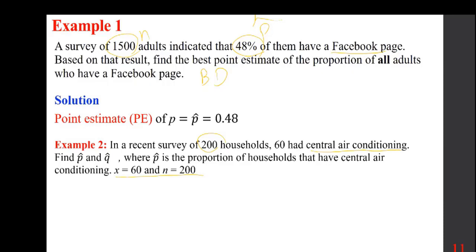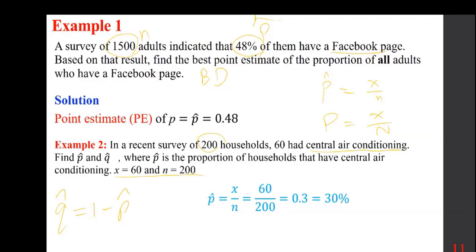I hope you remember that we discussed that as far as the formula is concerned, P hat is lowercase x over lowercase n. P is capital X over capital N. And so to come up with the answer here, to come up with P hat, we just use the formula lowercase x over lowercase n. Remember, 60 out of 200. And that's P hat. Now, Q hat is just 1 minus that. Q hat is 1 minus P hat, just the way we calculate Q as 1 minus P.